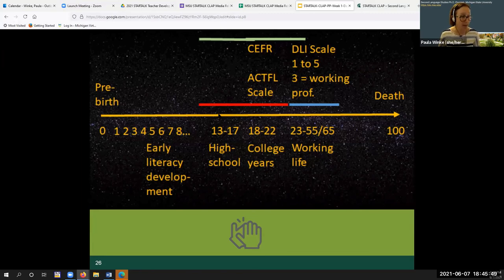The pace of learning in junior high and high school does not match the pace of learning at college. And the development that's expected is not mapped directly onto what you would expect in the college years. So while we have pulled down those scales and tried to apply them to the lower levels, it doesn't always work as well as we would hope.